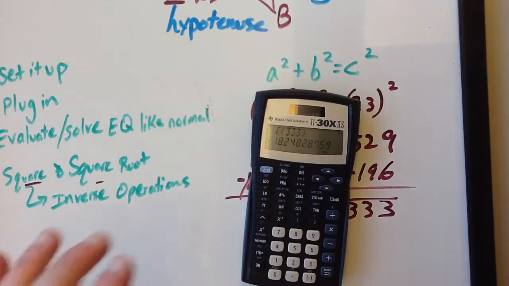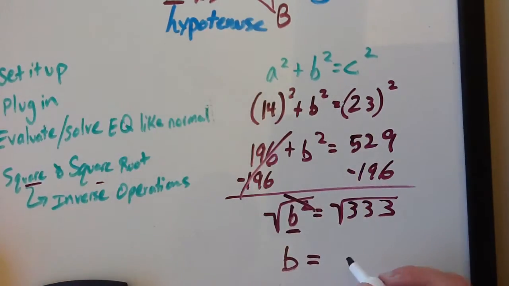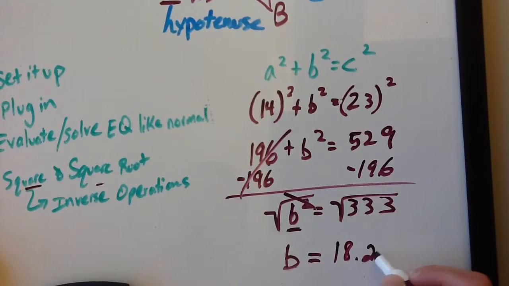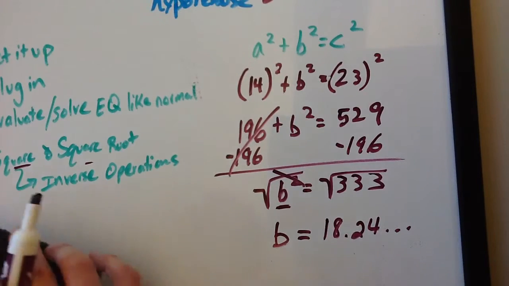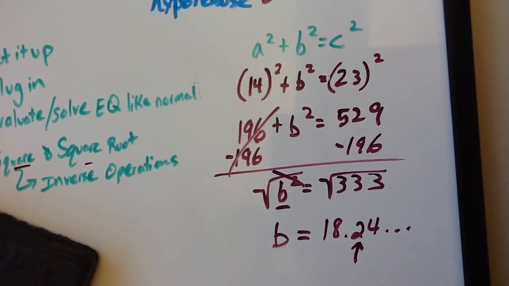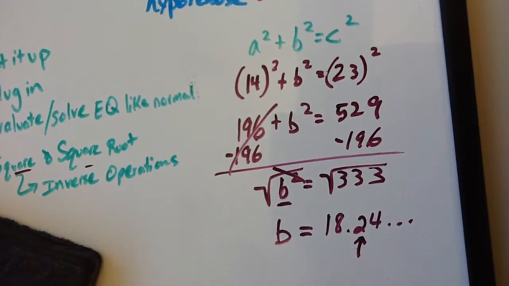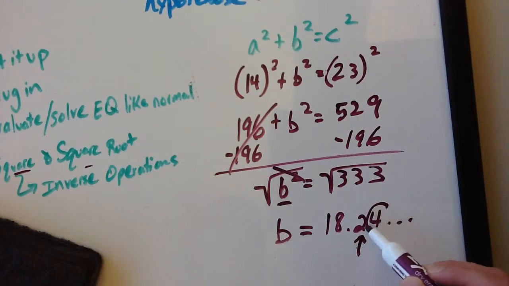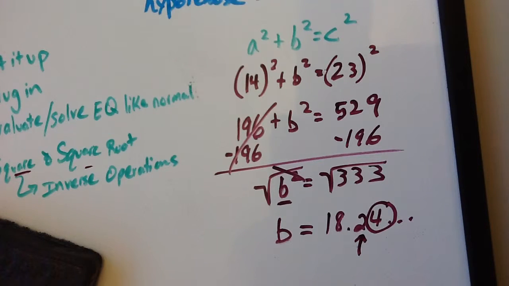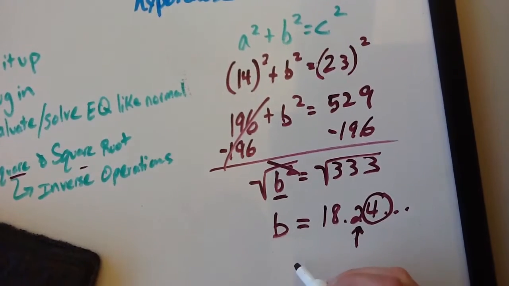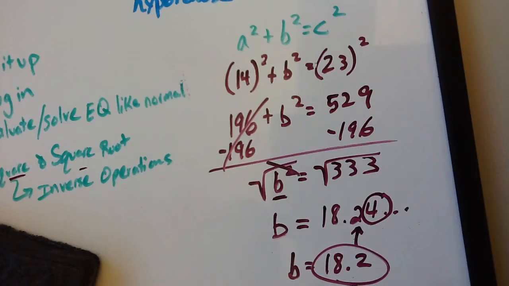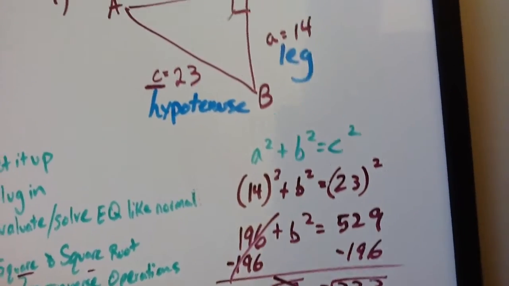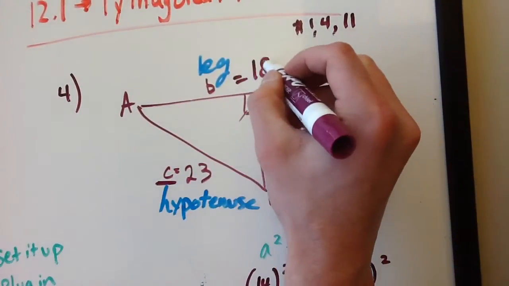The nearest tenth. Okay? So if we have 18.24 and so on, we're rounding to the nearest tenth, which is the first digit after the decimal point, right? That place value right there, that 2. And so if we're rounding to the nearest tenth, we look at this digit right after it, which is a 4. And if that number is less than 5, then we don't round up. We stay the same in the tenths place. So b, rounded to the nearest tenth, is 18.2.